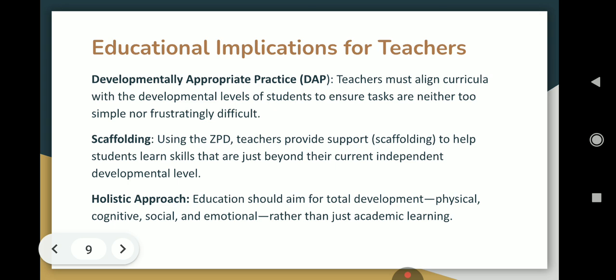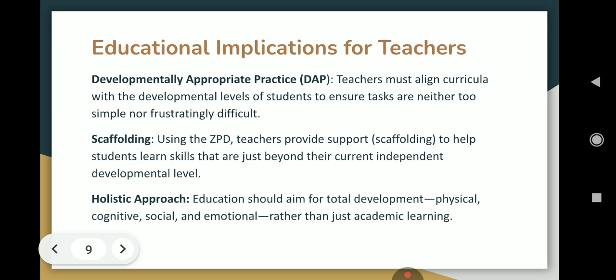For example, when your maths teacher solves a problem, first she solves it, she guides the students, she gives examples, and then she lets the students try on their own. This is scaffolding. Okay. And holistic approach. Education should aim for total development, physical, cognitive, social and emotional, rather than just academic learning.